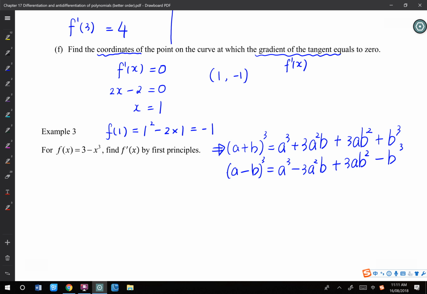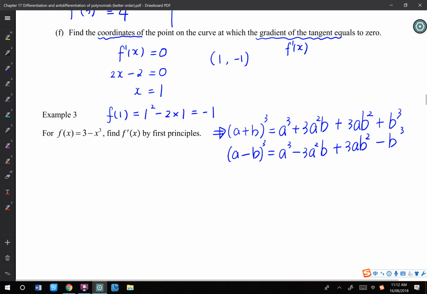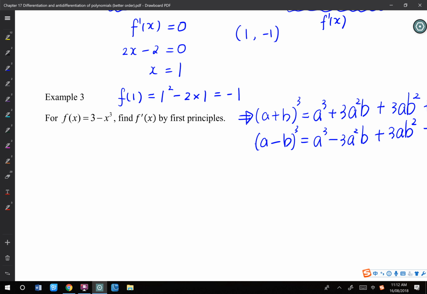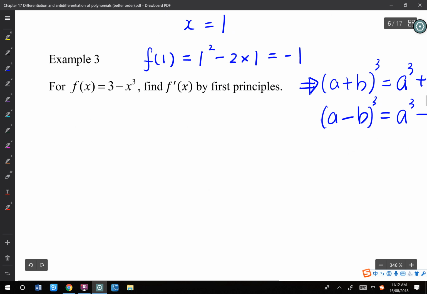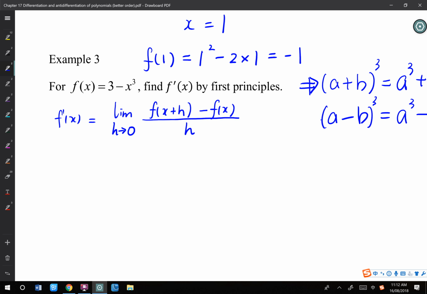Okay, so when you see first principle, the first thing we'll write is always the same, doesn't matter what f(x) is: f'(x) equals the limit as h approaches 0 of f(x + h), any point plus a small increment h, minus the y value at the first point, which point you want to investigate, and divide by h, which is the difference between the 2 horizontal points.